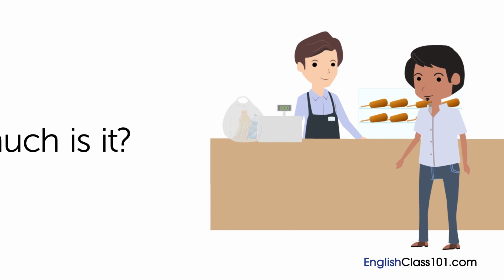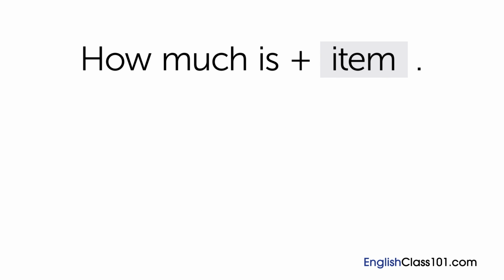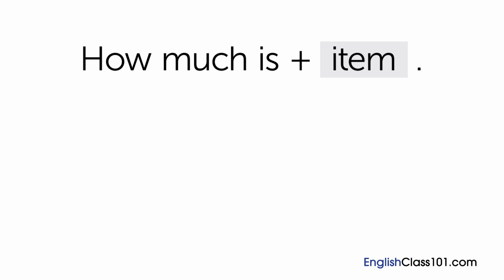Do you remember how Gustavo asked about the price of the corn dog? How much is it? First is the phrase, How much? Next is a form of the verb to be, is. Last is the word, it? Together, it's, How much is it? Use this pattern to ask about the price of any item. First say, How much is, then add the item. You can either use it or specify the item. Now you try.